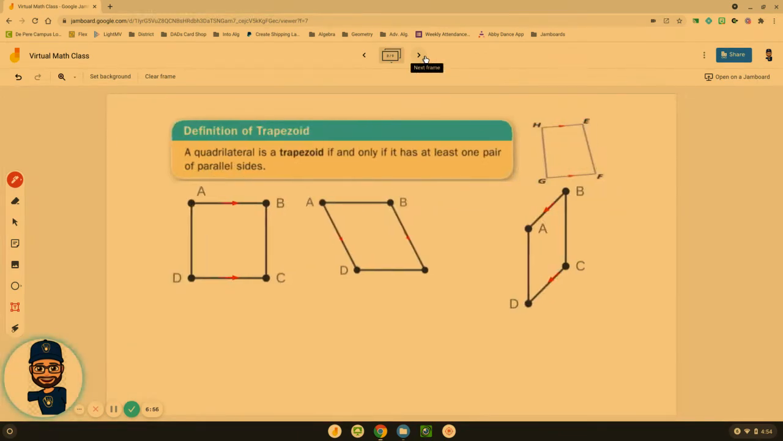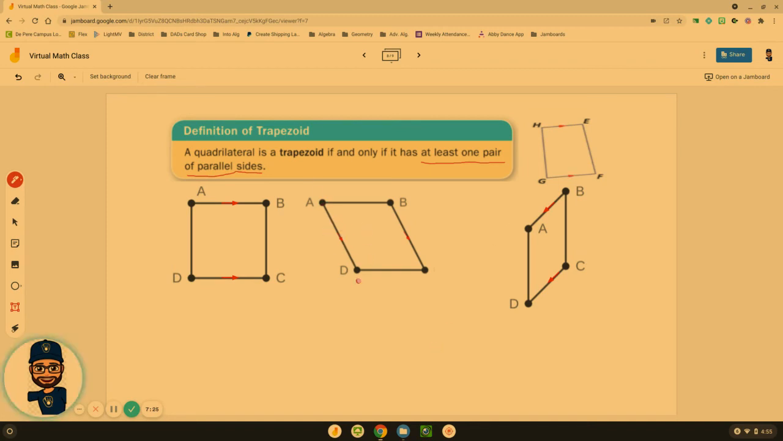Then we hop on to what's called the trapezoid. A quadrilateral is a trapezoid if and only if it has at least 1 pair of parallel sides. At least 1 pair. Could have more, but we're only looking for 1 pair, which is typically what you see in this diagram up here. HE is parallel to GF. I know it's parallel because of the marking.